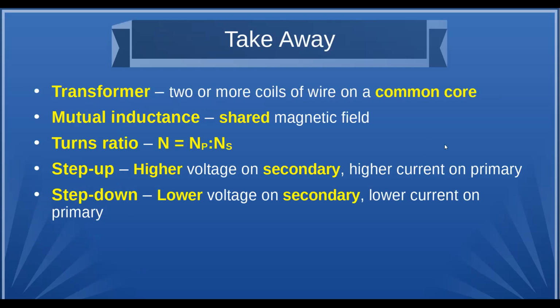So the main thing to remember is the transformer is 2 or more coils of wire on a common core. Mutual inductance means they share a magnetic field. The turns ratio is the ratio of the primary to the secondary turns of wire.